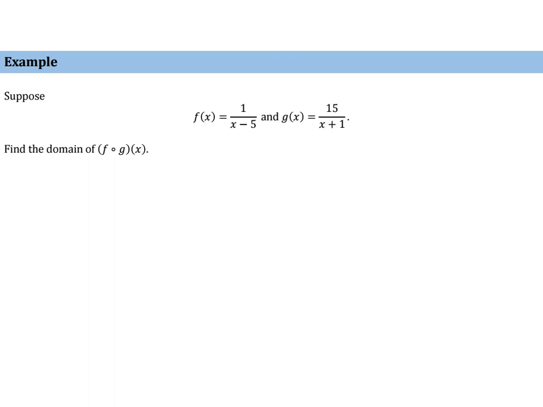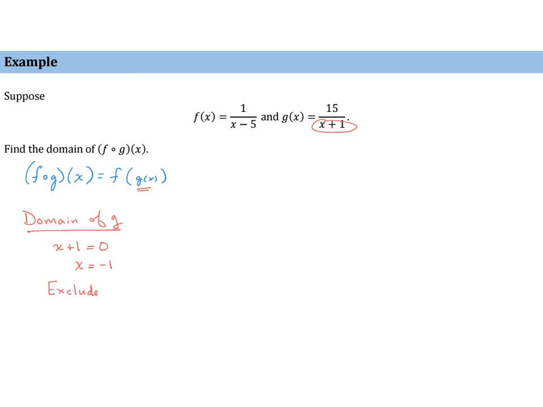Let's look at an example. With f composed with g of x, the thing to remember is that this is f of g of x. So we're going to first focus on the inside function. Let's look at the domain of g. For g, notice that we have a denominator. So we're going to take x plus 1, set that equal to 0, and that's going to yield x equals negative 1. This must be excluded. We cannot allow x to be negative 1.